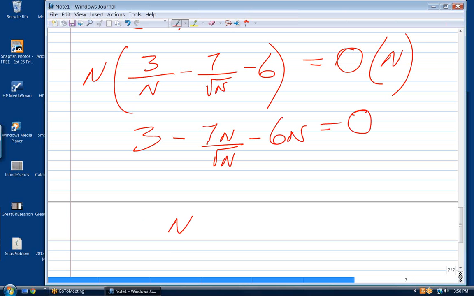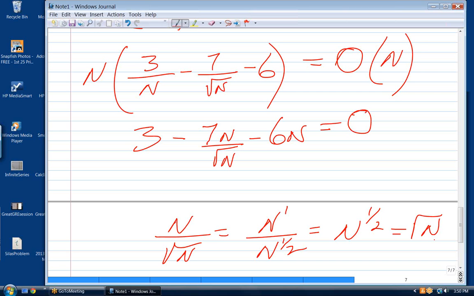And what is n over square root of n equal to? Well, that's n squared divided by, would it be equal to just n, n to the power of 1? What's that equal to? Same base, different exponents. We're doing division. What do we do with the exponents? So this is equal to n to the 1/2, square root of n. Okay, so I'm going to write square root of n there.